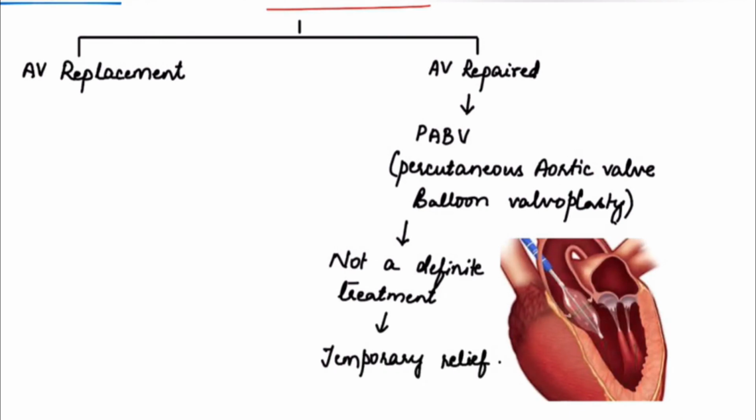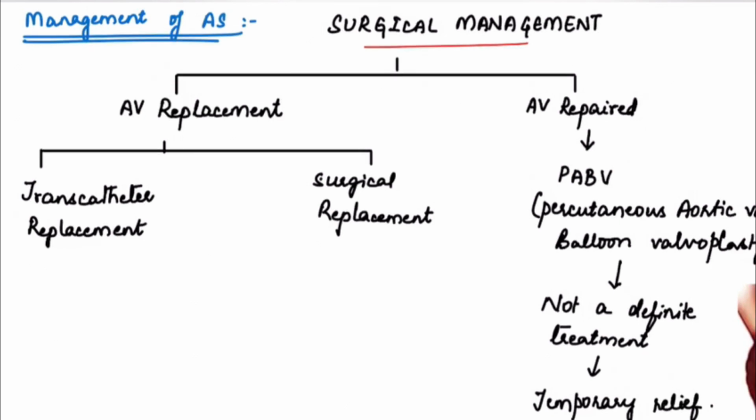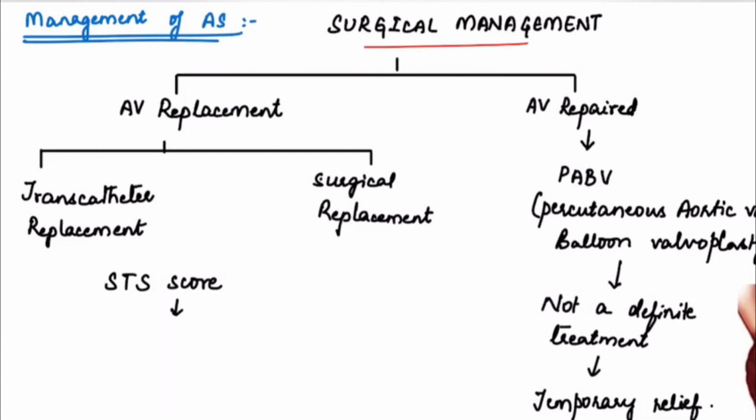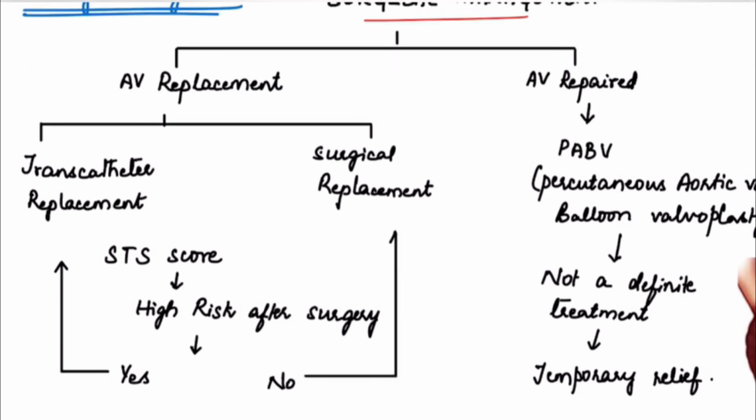Now, aortic valve replacement can be done by two methods, that is a transcatheter aortic valve replacement or an open surgical aortic valve replacement. So, how to select the patients for either of these procedures is that first, the risk of mortality and morbidity following the surgery is assessed by using the Society of Thoracic Surgeons score, STS score. Depending upon this score, if the risk of mortality and morbidity is high, then a transcatheter aortic valve replacement is done. And in case the morbidity and mortality following the surgery is low or absent, then a surgical aortic valve replacement is done.